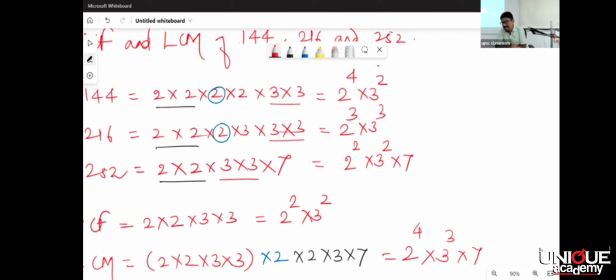And for LCM, we have to take maximum powers. So 2's power is 4 in one of the numbers, which is the maximum. 3's power is 3, which is the maximum, and 7 is present in only one number, so its power is not given. By default it is 1. Is it clear to all of you?